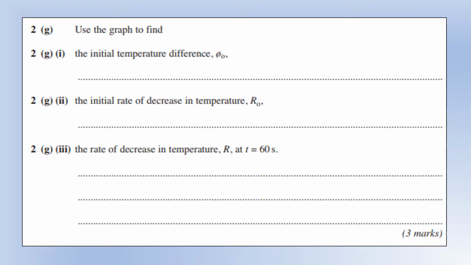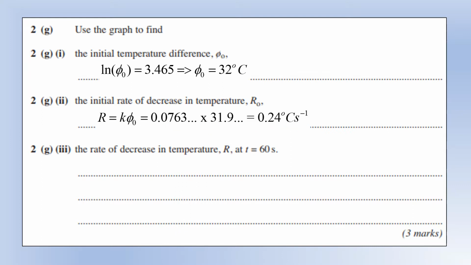We're now going to use the graph to find the initial temperature difference. The y-intercept is the log of the initial temperature difference. If we take the exponential of that, that gives us the actual temperature difference of 32 degrees C. Using the equation from earlier, if we know the initial temperature difference and we've just found k, we can find the initial rate of decrease of temperature in degrees centigrade per second.